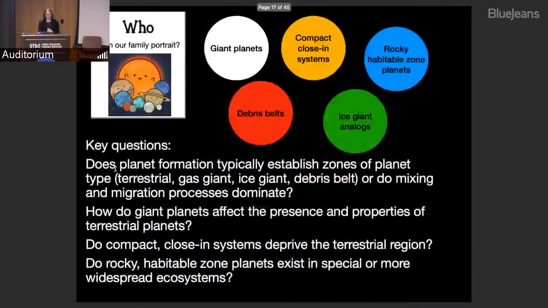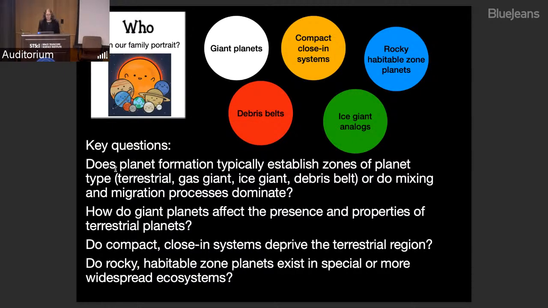So for who is in our family portrait, we're aware of all these different types of planets that are out there, but does planet formation typically establish zones of planet type within an individual system, like in our solar system where we have terrestrial, gas giant, ice giant, and debris belt? Or do mixing and migration processes dominate so that there's a mix and match within each system?